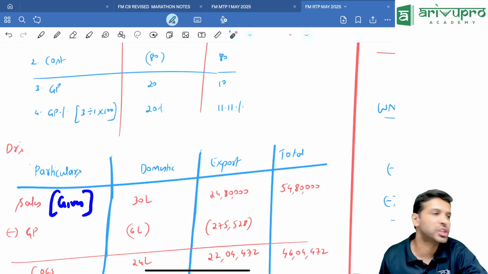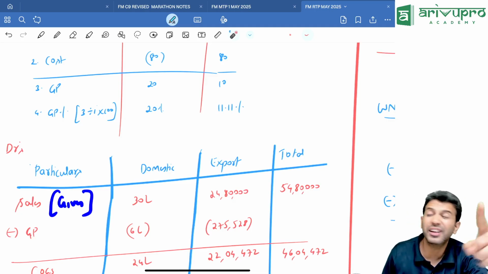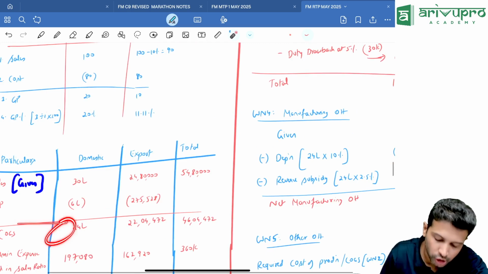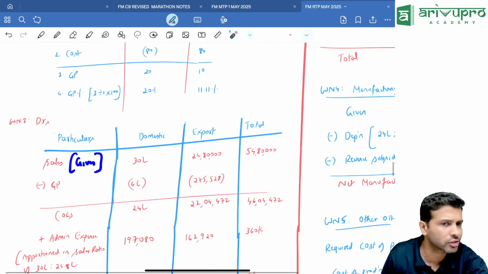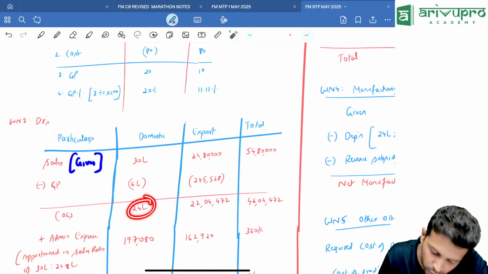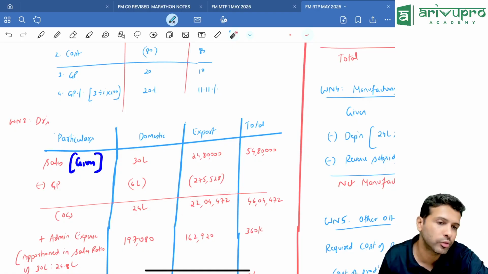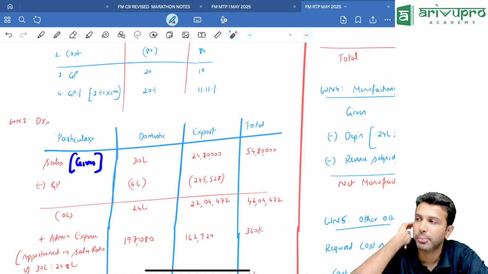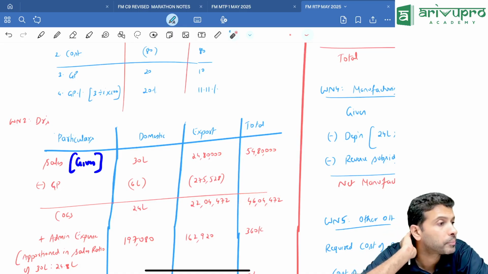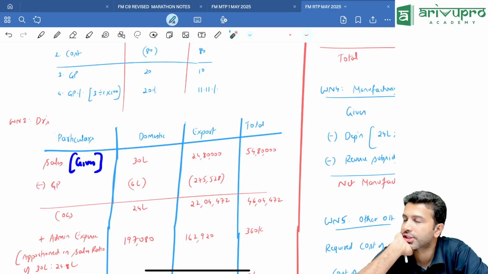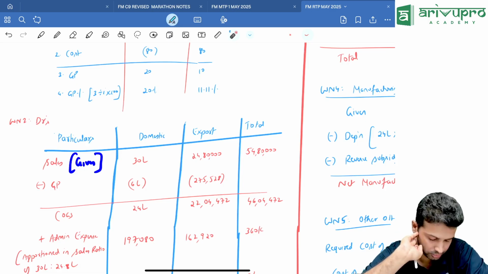Sir, sales you know, GP you know. What can you find? Sales minus GP will give you cost of goods sold. Or you can also call it cost of production. How much is this? 24 lakh, 22 lakh 4,472. So total if you do, you will get this much number. Till here everybody is comfortable. Any problem or any reservations? No problem. Absolutely cool.